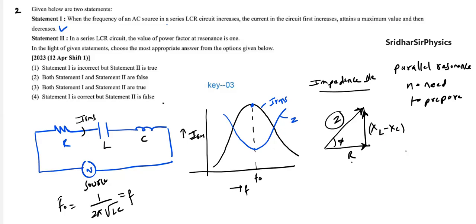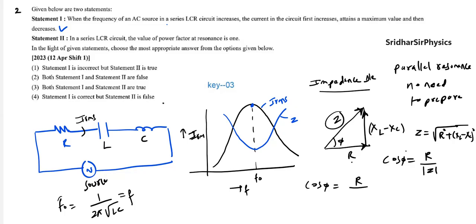So how you define power factor? Power factor cos phi is equal to R by mod of Z. So what is the value of Z? Z equal to कितना? Impedance का, Z equals root of R squared plus XL minus XC whole squared. This is the formula for impedance. No?